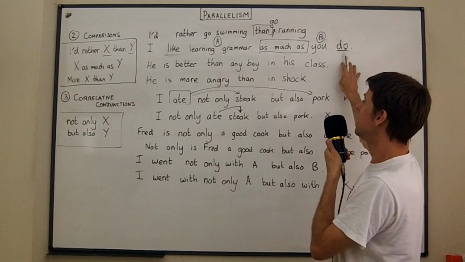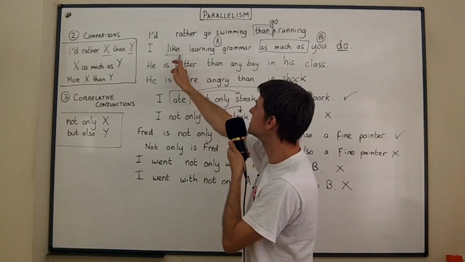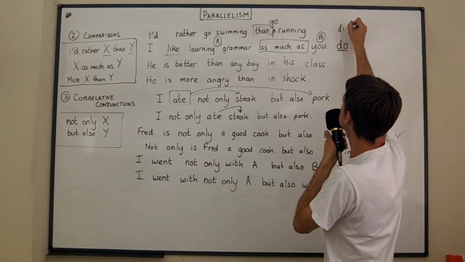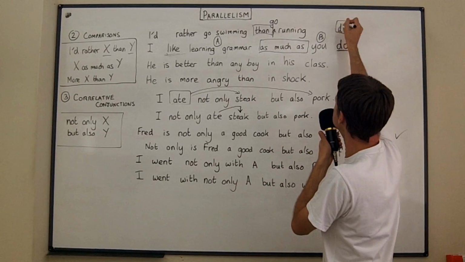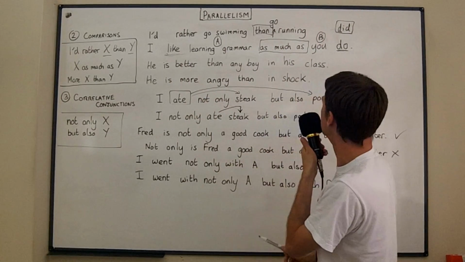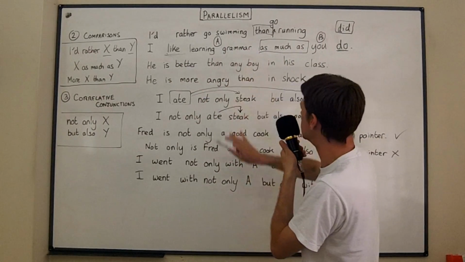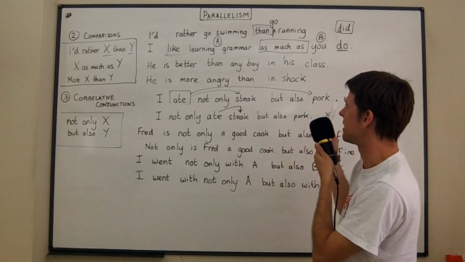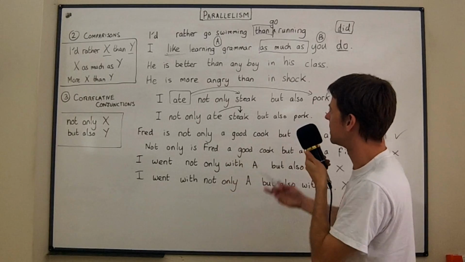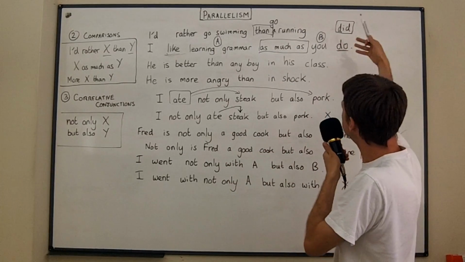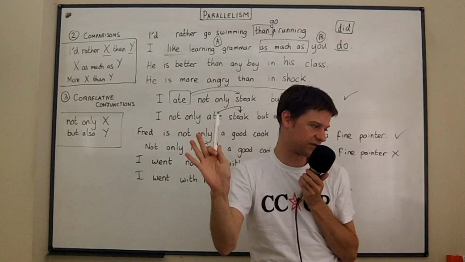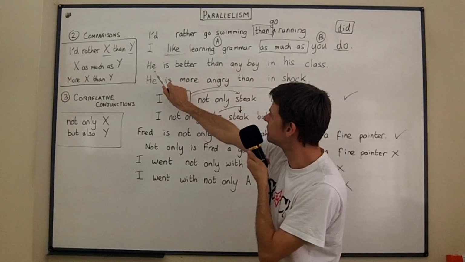You do, yeah? If it was I liked learning grammar as much as you did, then that would still all be parallel. The did would correspond to the liked. And it would represent the learning grammar still. I liked learning grammar as a boy as much as you liked learning grammar as a child, yeah? So as much as you did. Okay, so we really have to have that auxiliary verb. I hope that's clear.